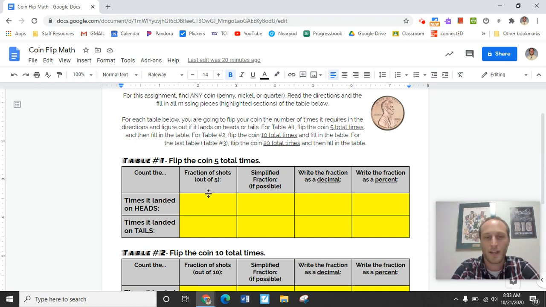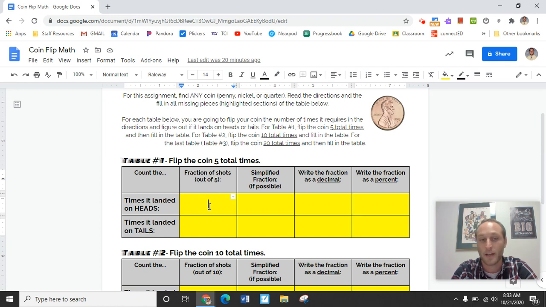So when I'm looking at this table now, the first box says the number of times it landed on heads as a fraction out of 5. Well, it landed on heads 2 times out of 5 total flips, right? So that means it landed on tails 3 times out of 5 total flips. So that's how you would start. Then it says, can you simplify the fraction? Well, since these are fifths, I'm not going to be able to simplify it, right? You're going to have to simplify when you get to 10 and 20 flips maybe, but right now for 5, I don't have to simplify, so I can just put 2/5 again and 3/5 again.